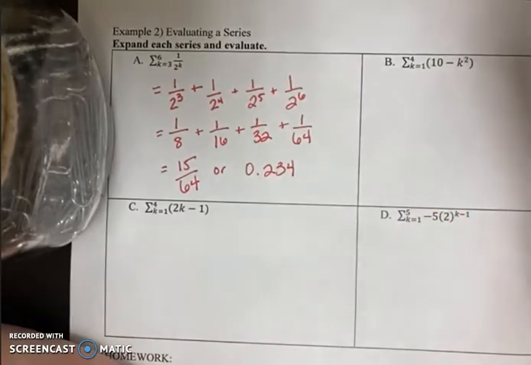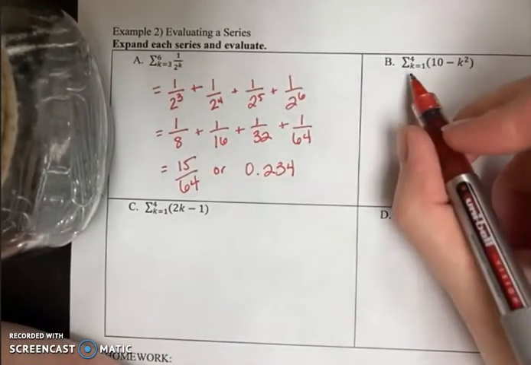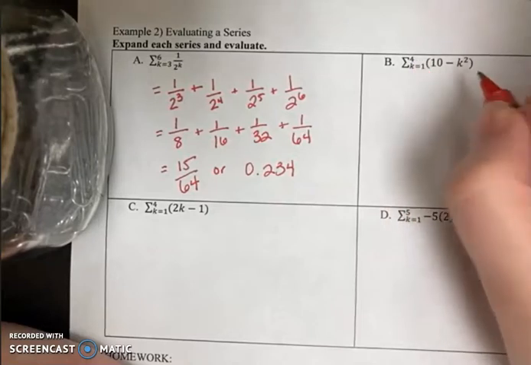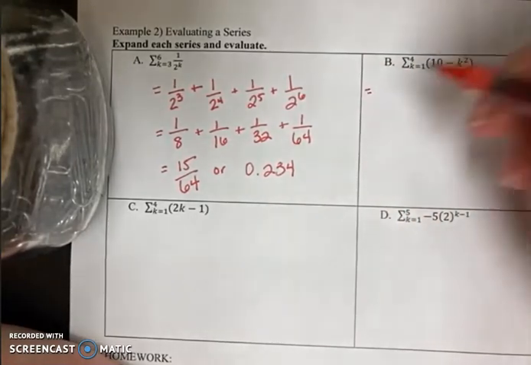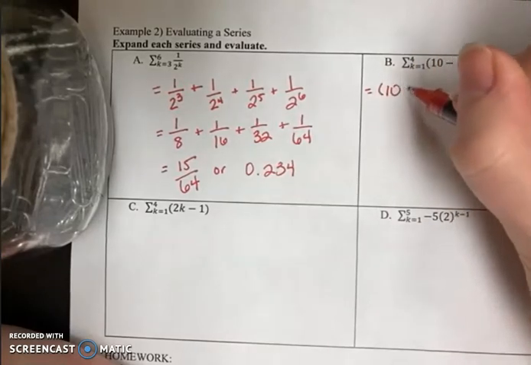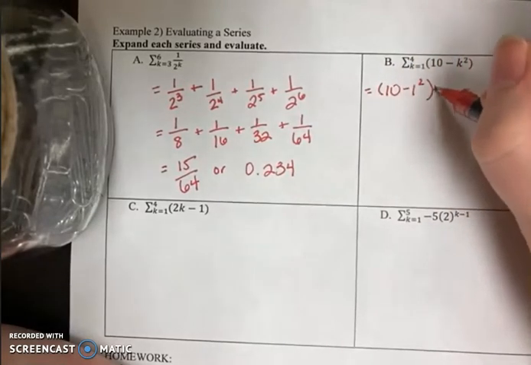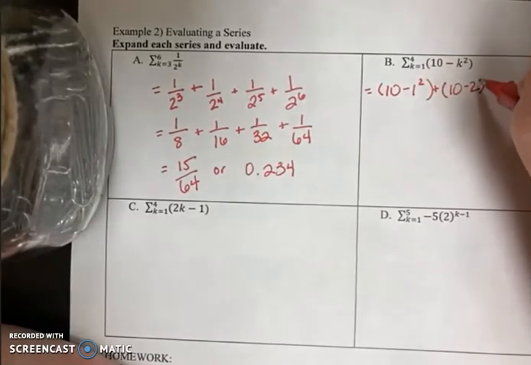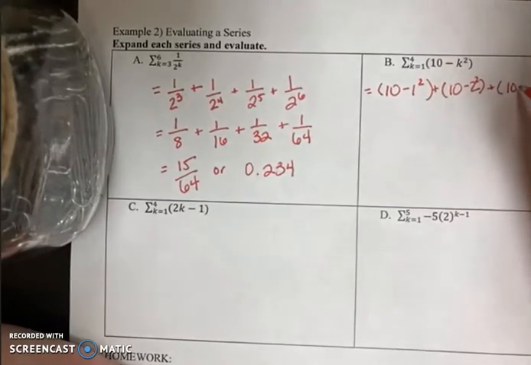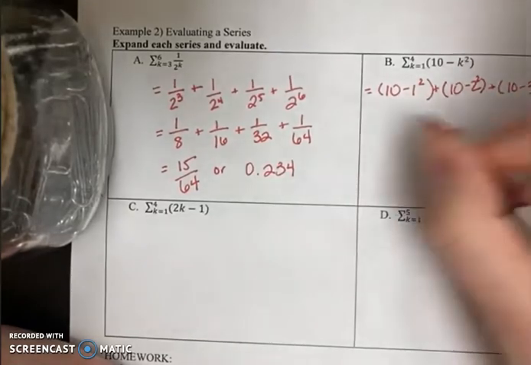All right, part B, we have the summation starting at 1, ending at 4. So what we're going to do once again is we're just going to start at 1. So we plug it into our rule, and then keep going all the way till we get to 4. So that was 1. Here's 2, 3, 4. So I'm going to stop after 4. And we're adding all of these together.